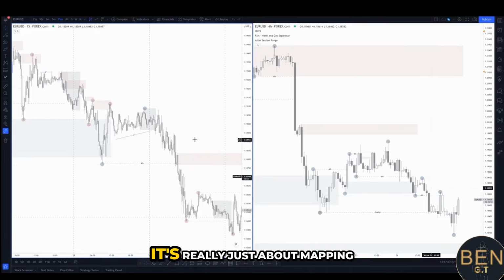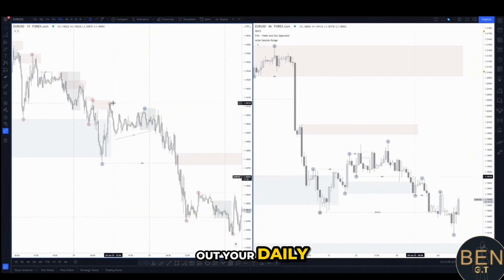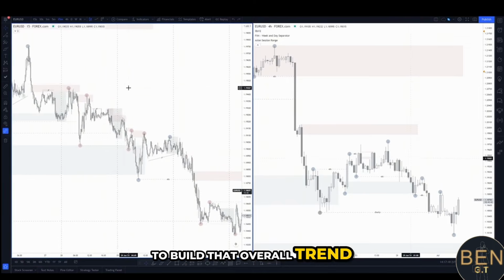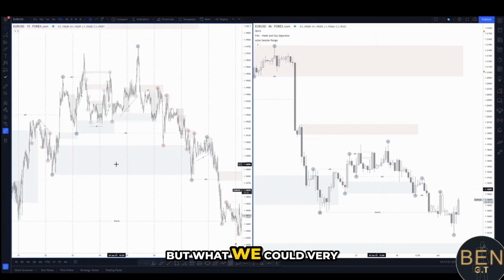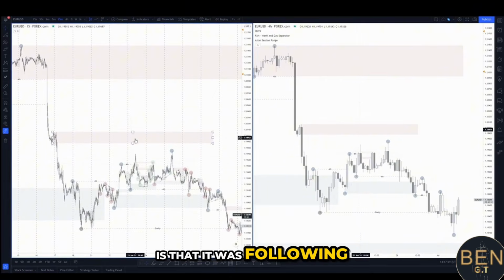But for now, it's really just about mapping out your daily, your 4-hour, your 15-minute structures, and really understanding how each of those timeframes play together to build that overall trend. What we can see quite easily is that the 15-minute was building the trend before the 4-hour and then before the daily. But we could very easily see too that it was following the higher time frame trend.